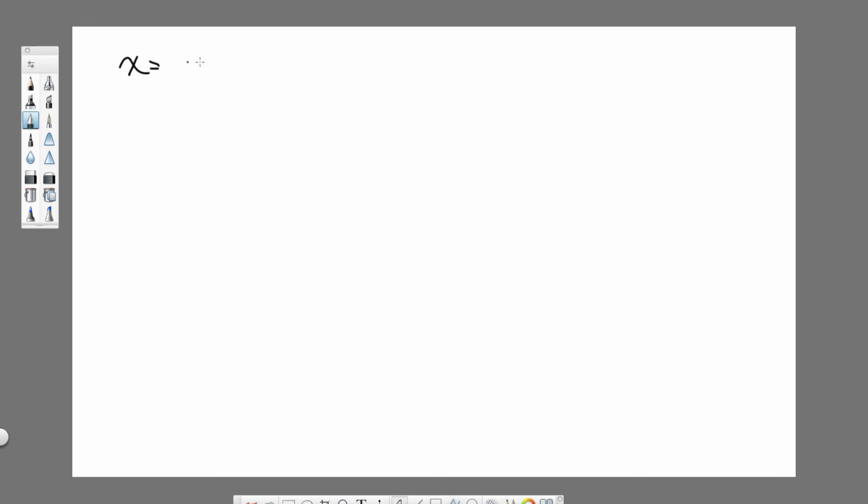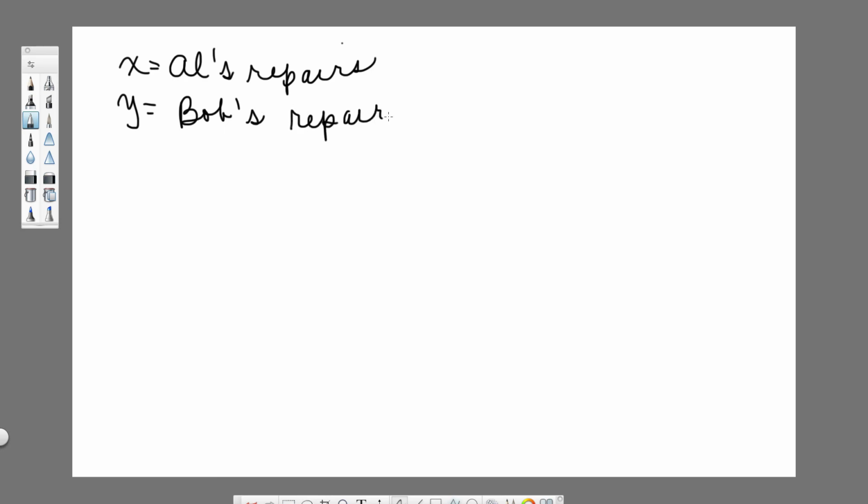So x is going to equal Al's repairs. They're going to be in dollars, but that's okay. And let's let y equal Bob's repairs. So on the test, if you can only pick out what x and y are, you'll at least get a point.